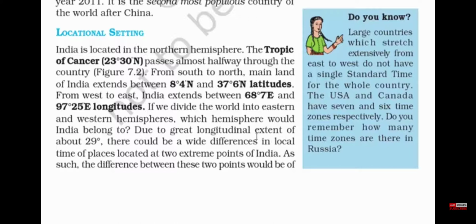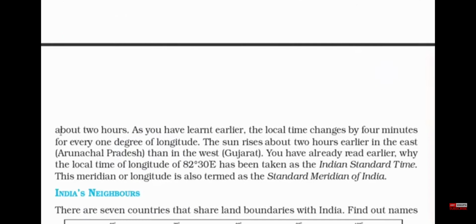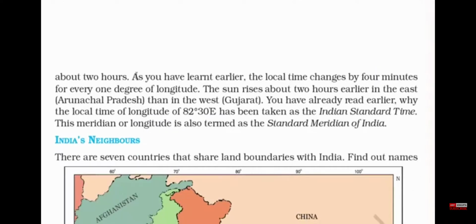Due to great longitudinal extent of about 29 degree, there could be a wide difference in local time of places located at two extreme points of India. As such, the difference between these 2 points would be about 2 hours. Unlike other countries, India follows one time zone, but there are countries like Russia which follows 9 time zones. So we don't have to do something like that.